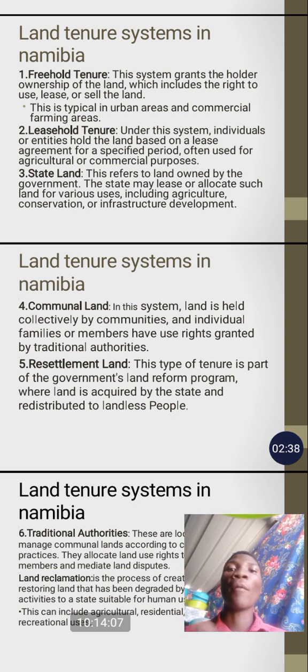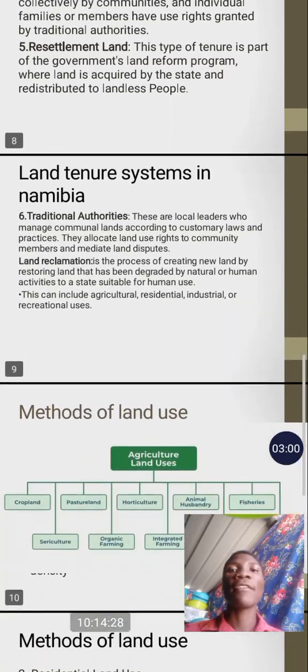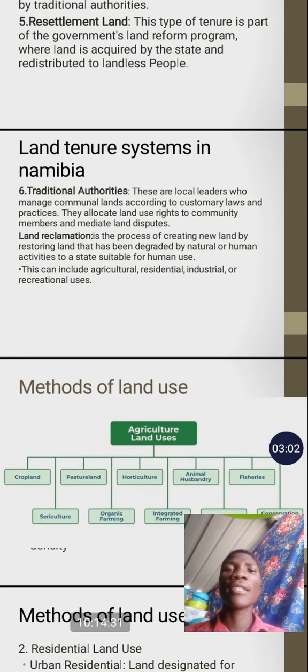And then we move on to communal land. In this system, land is held collectively by communities, and individuals, families, or members have use rights granted by traditional authority. And then we have the resettlement land. This type of tenure is part of the government's land reform program, where land is acquired by the state and then redistributed to landless people. And then we have traditional authorities. These are local leaders who manage communal lands according to customary laws and practices. They allocate land use rights to community members and mediate land disputes. That is the last land tenure system in Namibia.